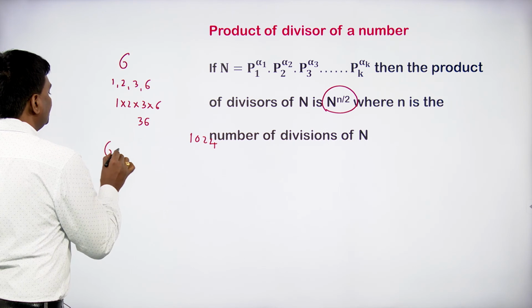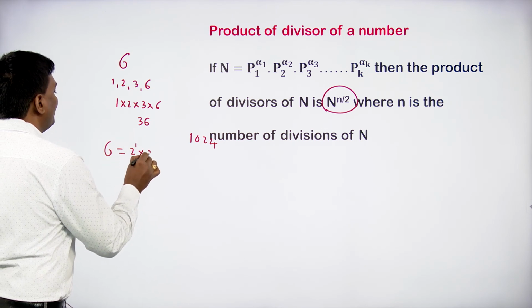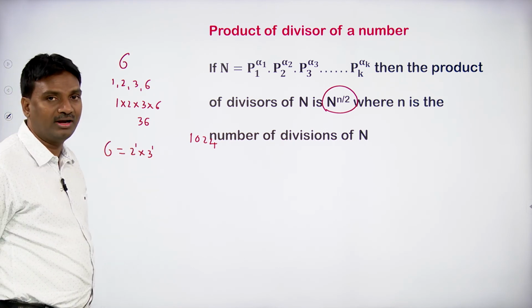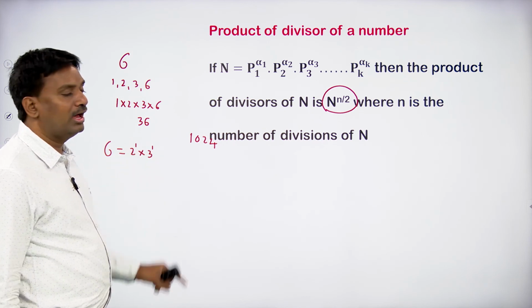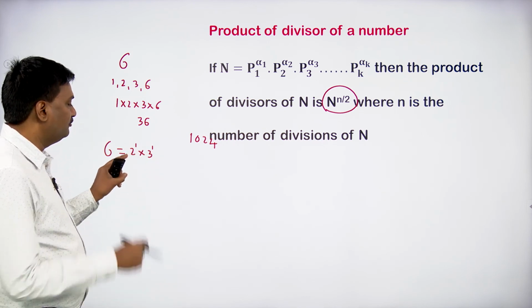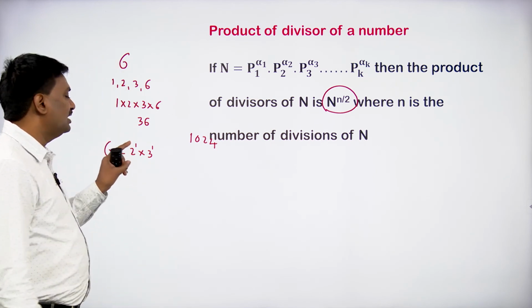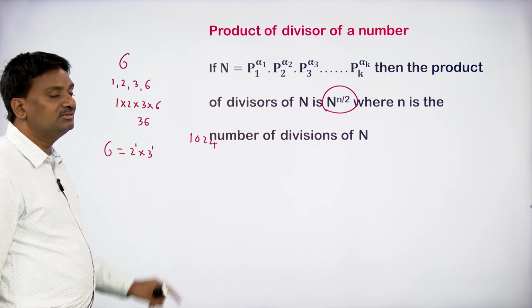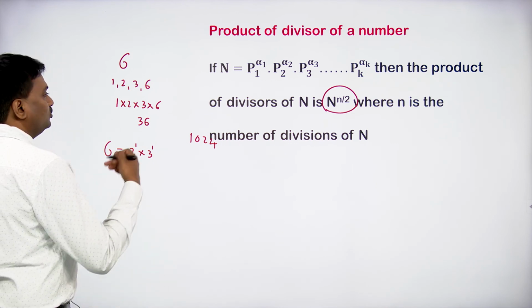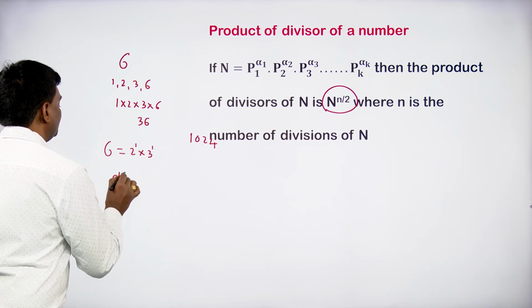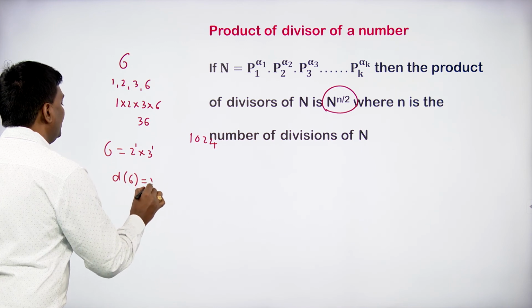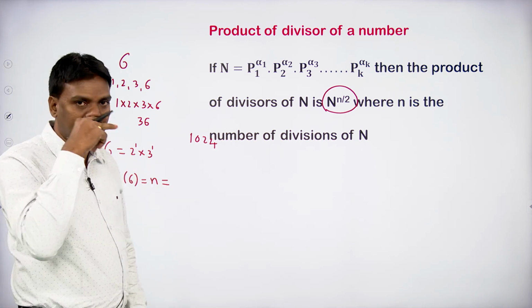Here the number 6 can be written as 2 power 1 into 3 power 1, where alpha 1 equal to 1 and alpha 2 equal to 1. This is in the form of p1 power alpha 1 into p2 power alpha 2. So, first let us find d of 6, which is nothing but n.